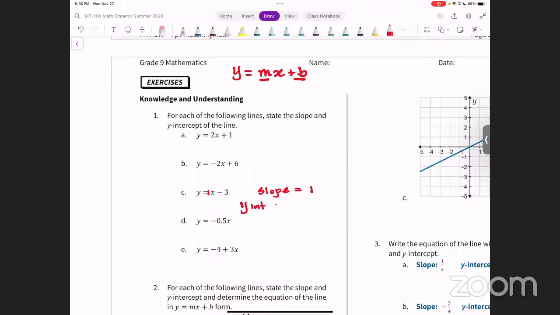What is the y-intercept? 3. You're missing the negative sign, it's -3. Well, these are pretty straightforward. If you can't answer that, then it's really concerning, right?